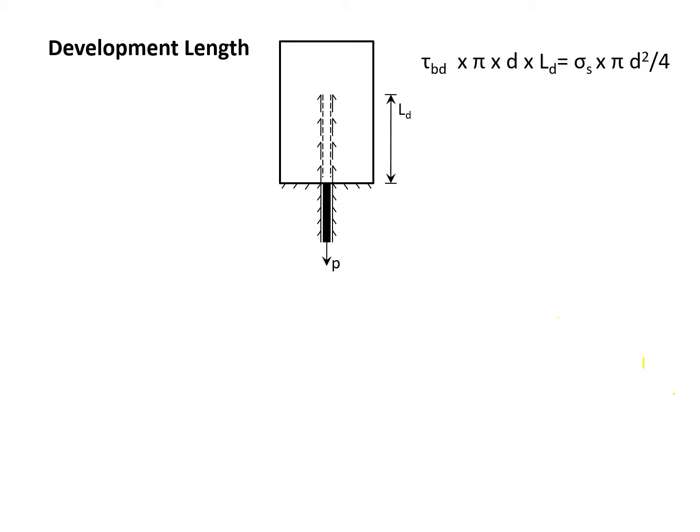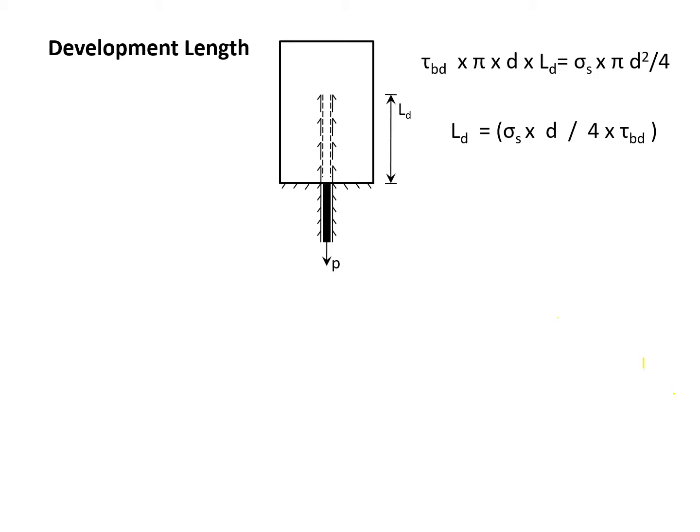It can be easily understood if you look at this equation. On the left hand side, it is tau BD pi d LD. What is pi d LD? The surface area of the bar, and tau BD is the bond stress. So if more than this force is applied, then the embedded bar will come out. So if I equate these two, sigma s pi d square by 4, where pi d square by 4 is the cross section area of the bar and sigma s is the allowable stress, then we can get an expression for LD.